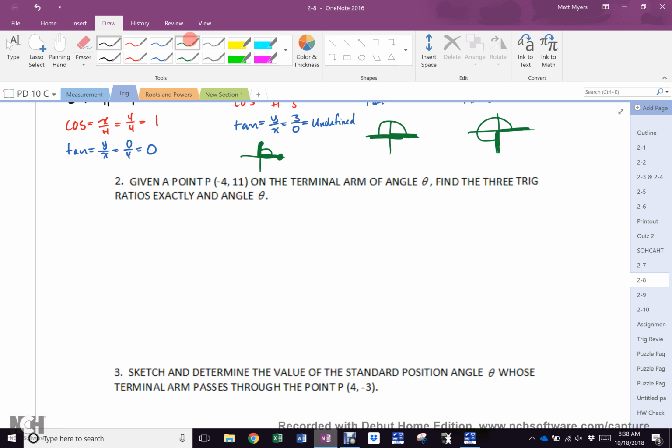First thing I would recommend is drawing it. I've been drawing in green. I will continue to draw in green. Where is negative 4, 11? Second quadrant, because I'm over here at negative 4, and I am up here at 11. The point is negative 4, 11. Yes? Do I have an angle yet? No, I make the angle.